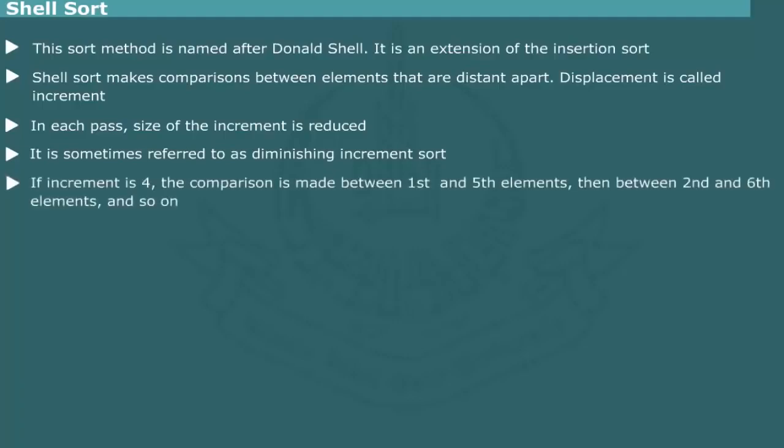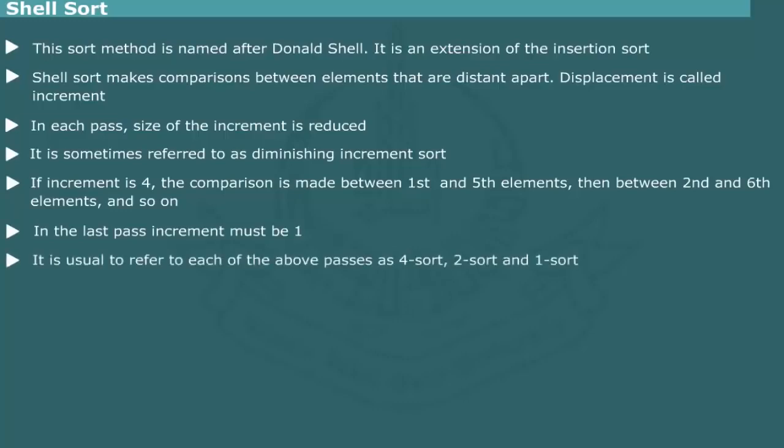Thus, if initially the increment is taken as 4, comparison will be between first and fifth element, then between second and sixth, and then between third and seventh element, and so forth. In the next phase, the increment may be set to 3 or 1, but in the last pass, the increment must be 1 so that adjacent elements are compared. It is usual to refer to each pass as 4 sort, 3 sort, 2 sort, and 1 sort.